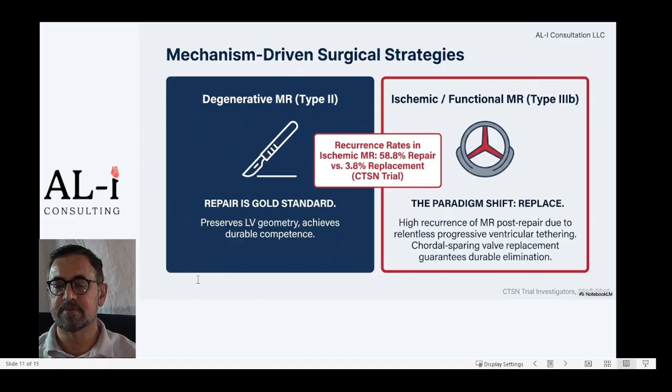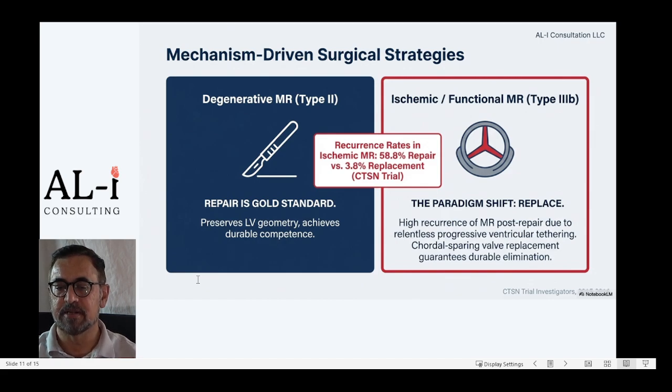Secondary MR management involves a different physiological thought. The foundational therapy here is optimized GDMT and cardiac resynchronization therapy if indicated. We only move to structural interventions when severe symptoms persist despite maximum tolerated medical management.